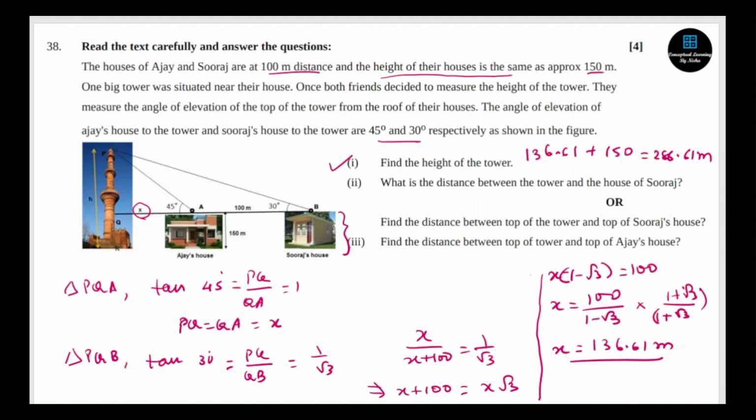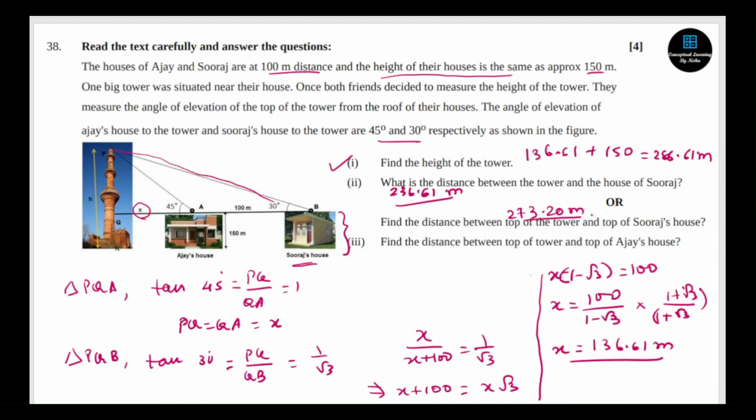The distance between the tower and the house of Suraj. Suraj is here. So you have to add 100 with X. So this is what? 236, right? 236.61. Write it in a step-by-step manner, okay? The distance between top of the tower and the top of Suraj's house. So you have to find this distance, PB. Okay, so you have to find the hypotenuse for that. So if you do so, you'll get PB equals 273.20. So solve this and you will get this answer.